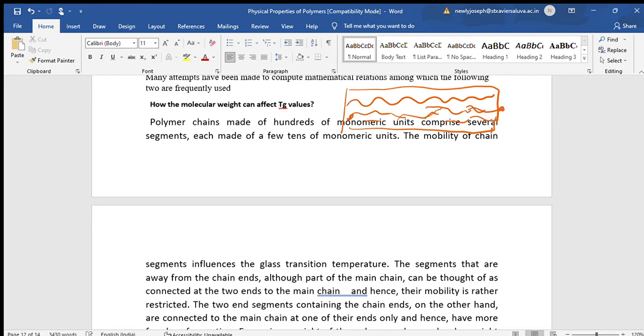They are free to move. So the segments which are away from the chain ends can be considered to be part of the chain.